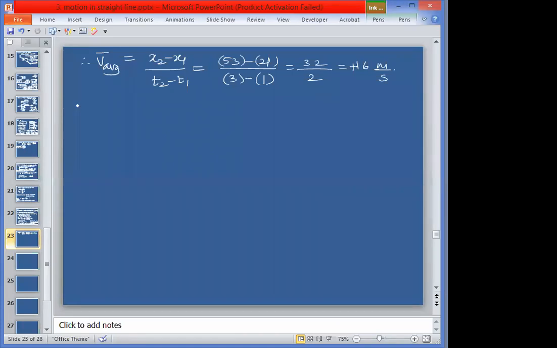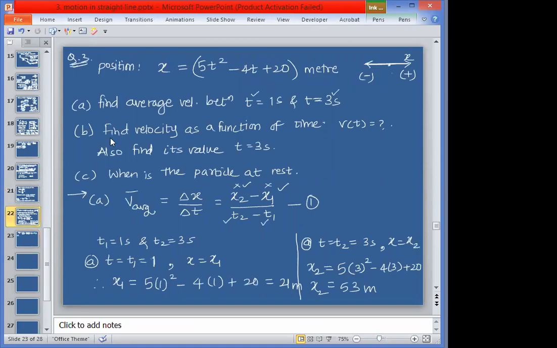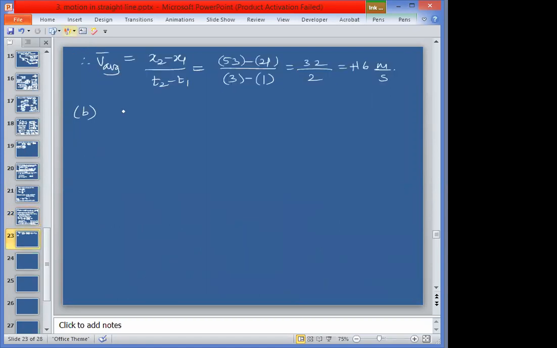Next, bit number B calculate करूया बाळांनो. बघा काय bit number B? Sir, we have to find velocity as a function of time. Okay, we have position as a function of time and we have to find out velocity as a function of time. Given time la velocity किती? Okay, चलो let us find out. Velocity as a function of time म्हणजे instantaneous velocity चा formula विचारला. Velocity as a function of time means formula for instantaneous velocity.